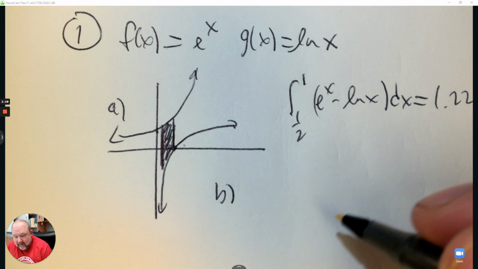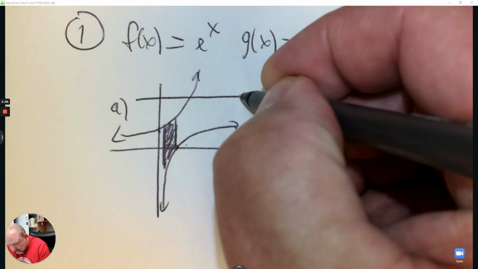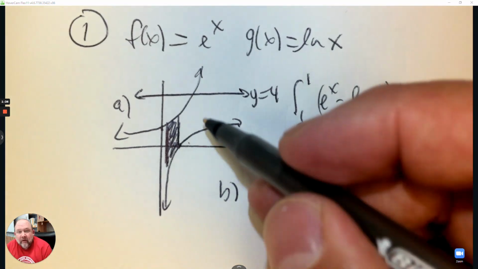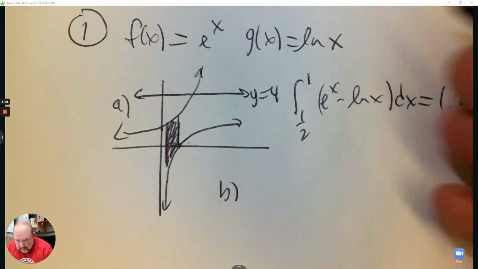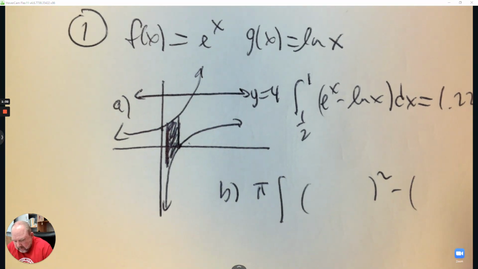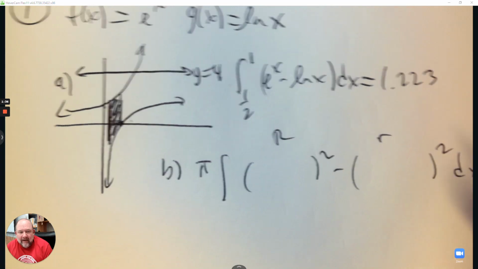It's done. In part B, it says now find the volume generated by revolving about the line y equals 4, which is somewhere up here. In order to do that, we're revolving, so it's going to require two radii, a big radius and a small radius. So we have our setup.